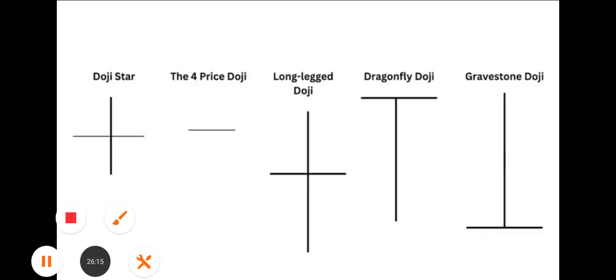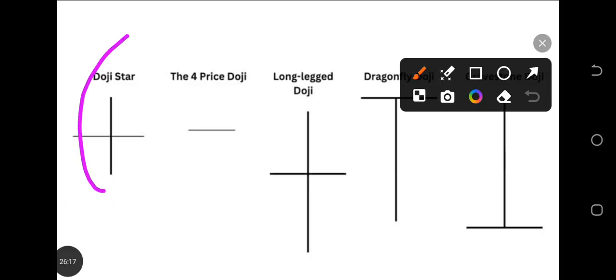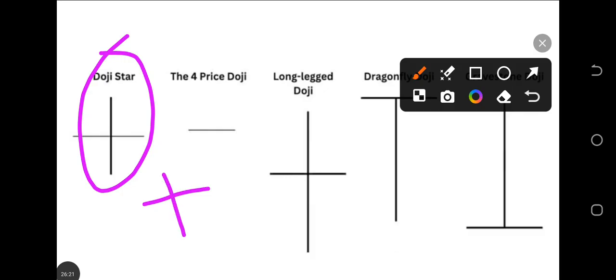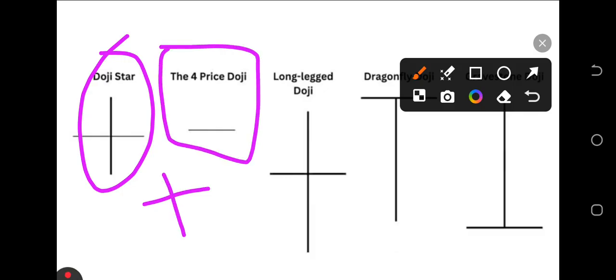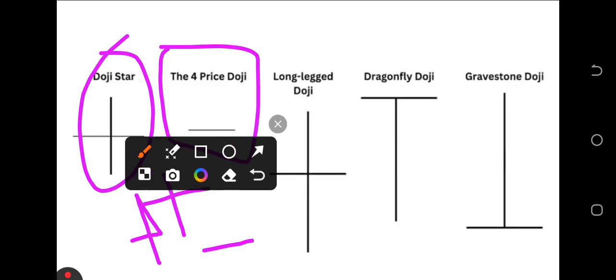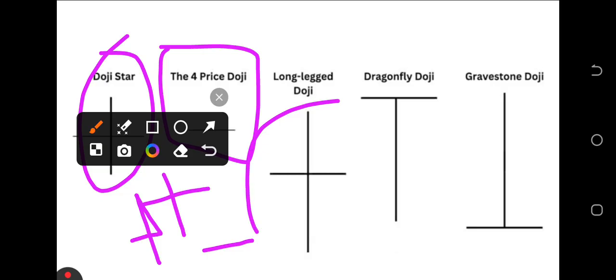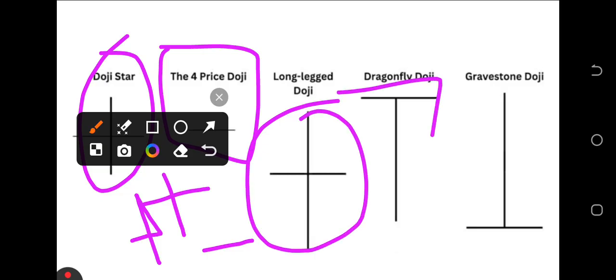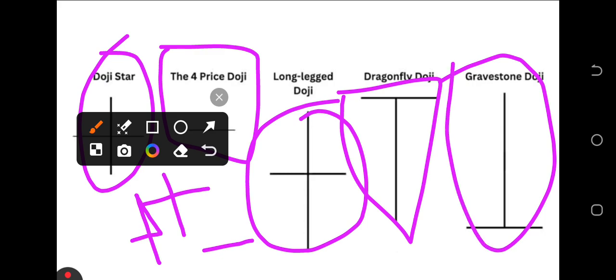So this one is called the doji star. It's just perfect like a square. This one is called the four price doji. Why? Because the market just was there. It didn't move up, it didn't go down, it just appeared like that. There was no movement, but all of them are doji candlesticks. Now look at the previous one I just explained, the long-legged doji. This is the dragonfly doji, and this one is the gravestone doji, already explained.